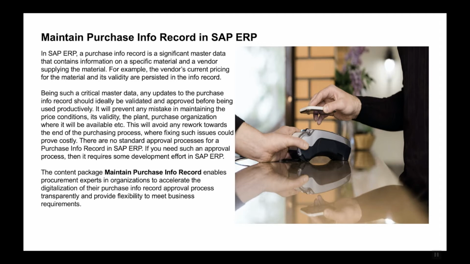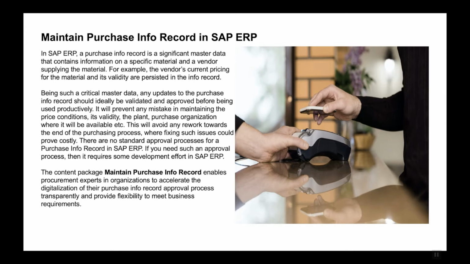The content package Maintain Purchase Info Record enables procurement experts and organizations to accelerate the digitalization of the purchase info record approval process transparently and provide flexibility to meet business requirements. It provides flexibility in choosing process variants based on attributes like info record type, vendor, plant, material, purchasing group, purchasing organization, and even the price variance in case of changing or updating a purchase info record.